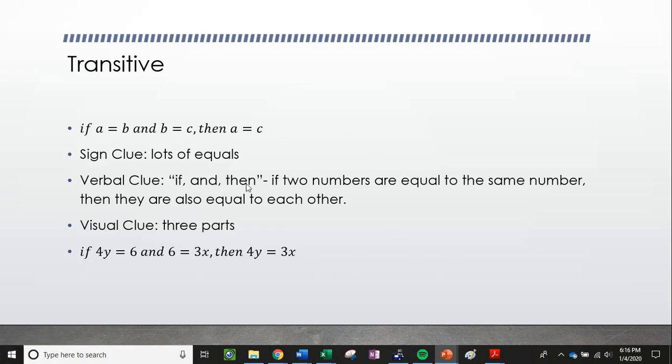If you have an if and then, if 4y equals 6 and 6 equals 3x, then 4y equals 3x. It's kind of like if you've got them set up, you can take that thing in the middle that repeats and kind of cancel it out. If I cancel out the 6 and 6, then I'm left with 4y equals 3x. That's transitive.